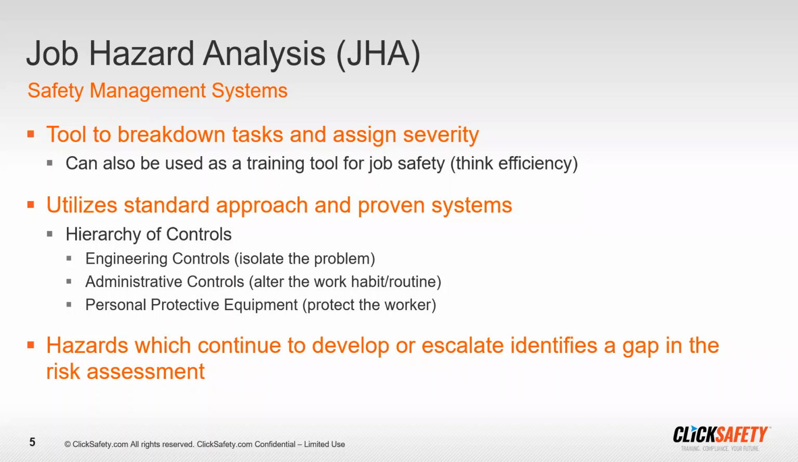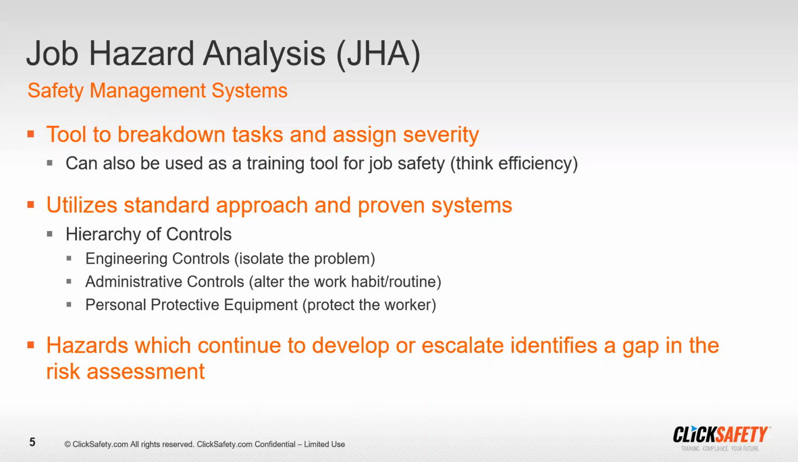OSHA has developed what's called the hierarchy of controls, and you may have heard of that in your day-to-day operations. It's the hierarchy of controls that are used to guide you through that job hazard analysis process. And those are things like engineering controls, administrative controls, and personal protective equipment, in that order. So when you're utilizing a job hazard analysis, what you're doing is identifying a particular hazard on the job, such as working with hazardous chemicals, such as asbestos, for example.